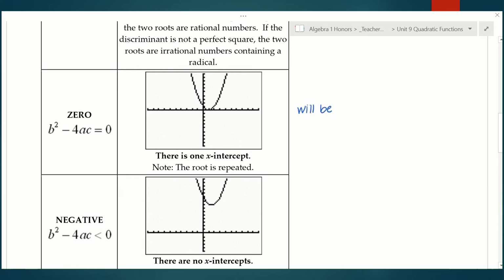So it will be a rational root if a, b, and c, those are your coefficients, are rational. That question comes up a lot just because we talked about it: if your discriminant is positive, how can you tell if it's rational or irrational? Well, in this case, it's going to be rational if your a, b, and c are also rational.